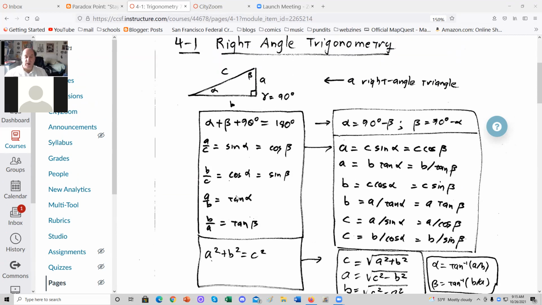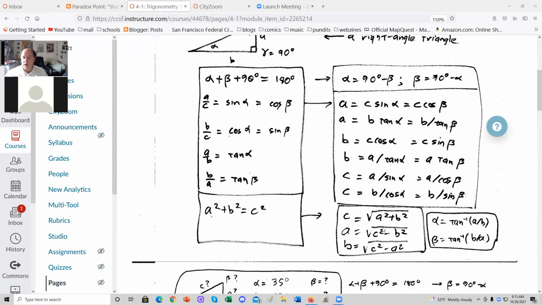And this is the right triangle: A squared plus B squared equals C squared. Therefore, C equals root of A squared plus B squared. A equals root of C squared minus B squared. And B equals root of C squared minus A squared. Also, alpha and beta are arctangents of A over B and B over A.